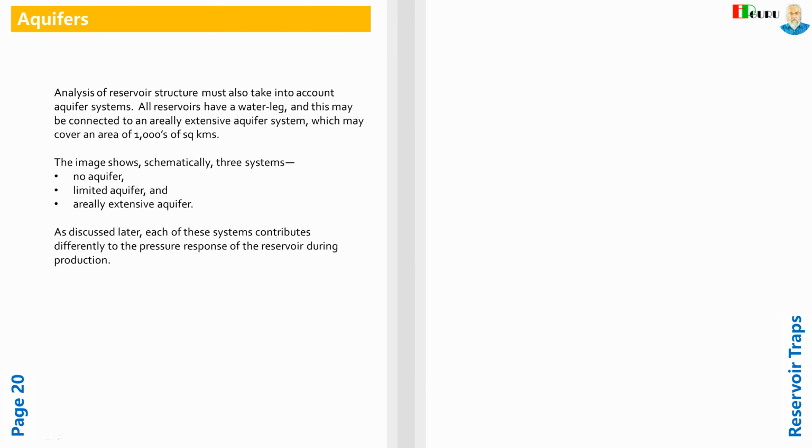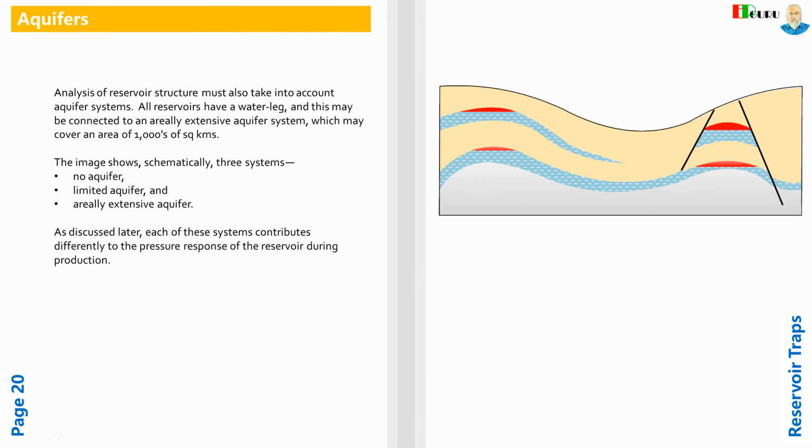Analysis of reservoir structure must also take into account aquifer systems. All reservoirs have a water leg, and this may be connected to an aerially extensive aquifer system, which may cover an area of thousands of square kilometers. The image shows, schematically, three systems: no aquifer, limited aquifer, and aerially extensive aquifer. As discussed later, each of these systems contributes differently to the pressure response of the reservoir during production.